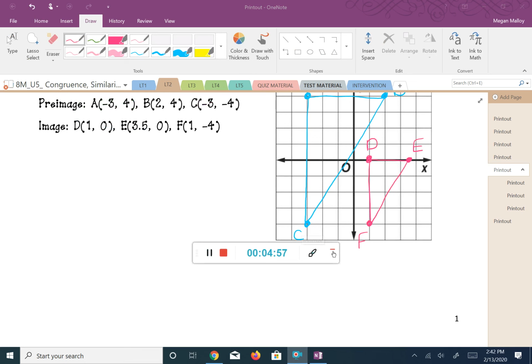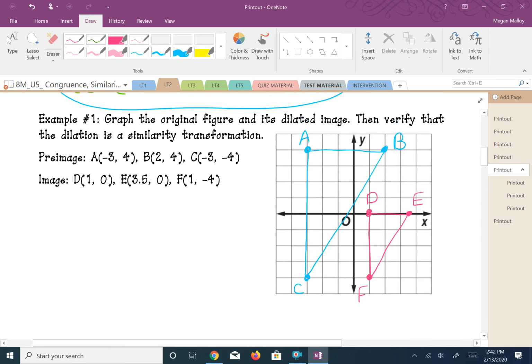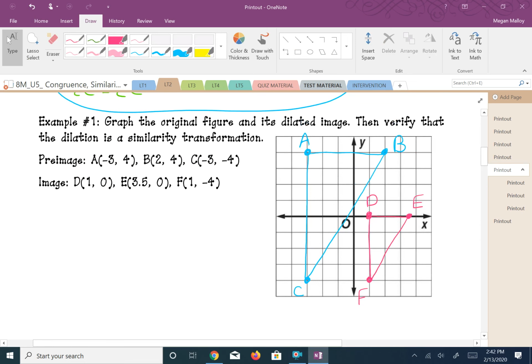Okay, so your figures that you drew should look like this. Our pre-image A, B, C, and then our image D, E, F. And so we need to verify that this is a dilation. Looking at it, I can see going from ABC to DEF, this is going to be a reduction in size if, in fact, they are similar to each other.